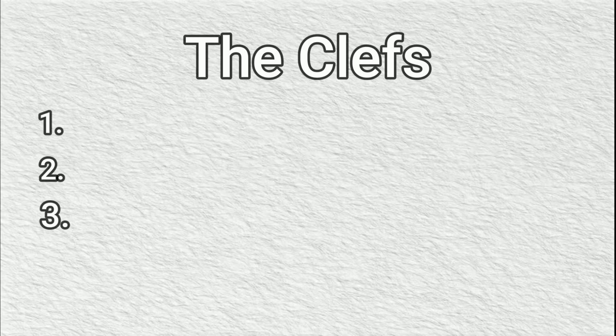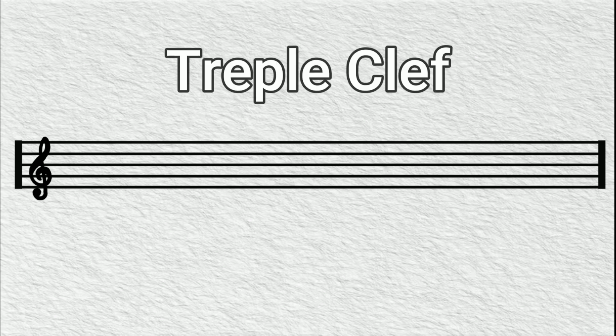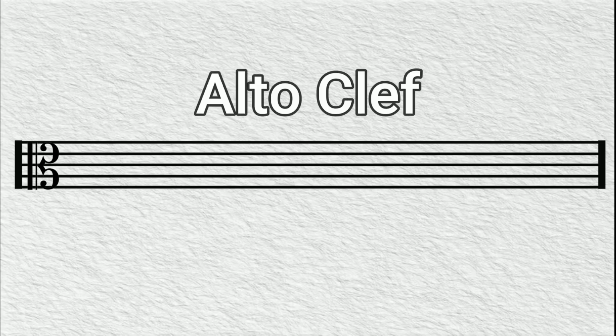There are 3 clefs: the G clef, and it looks like this, the F clef, and the C clef. When the G clef is placed on the staff like this, it's called a treble clef. When the F clef is placed on the staff like this, it's called a bass clef. The C clef can be placed on the middle line like this, and it's called the alto clef. And when it's placed on the fourth line like this, it's called the tenor clef. The most commonly encountered clefs are the treble and the bass.